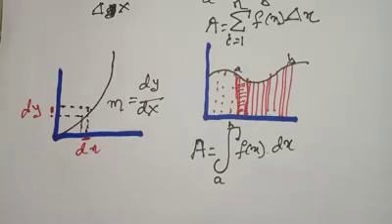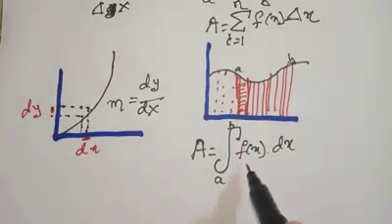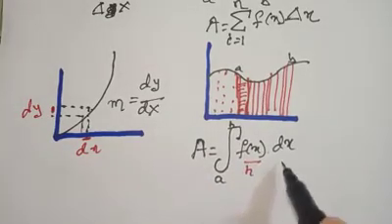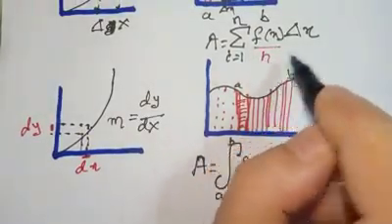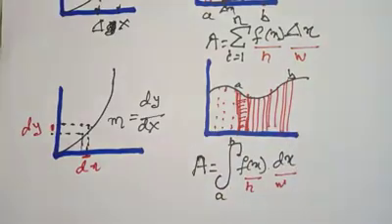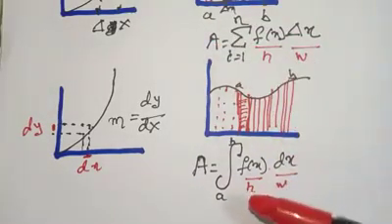So just let me write it for you. This one is the height. This one is the width. This one is also the height. This one also is the width. So that actually is what we are doing, the differentiation between the sigma sign and the integration sign.